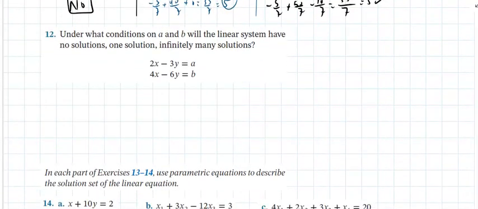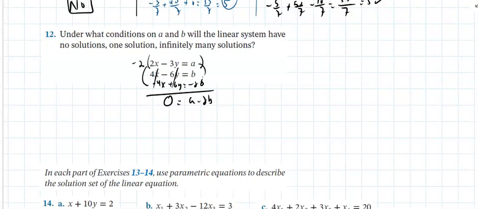How about here? Under what conditions on a and b will the linear system have no solution, infinite solutions, or one solution? Well, let's see. If I am to multiply this by negative 2, wouldn't that become a negative 4x plus 6y equals negative 2b? If I add those, I'll get 0 equal a minus 2b. Now, let's talk about, and this is really the study of systems where we're going to focus on. Basically, this part. When do you have no solution, one solution, infinite amount of solutions?